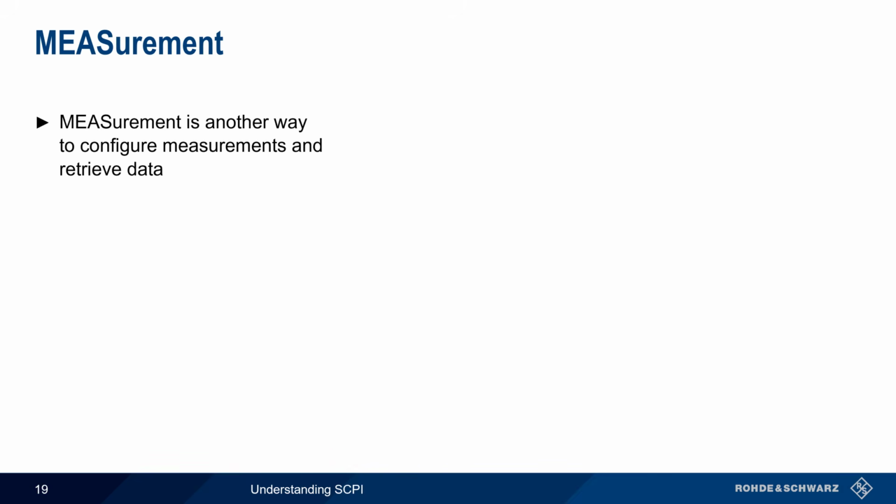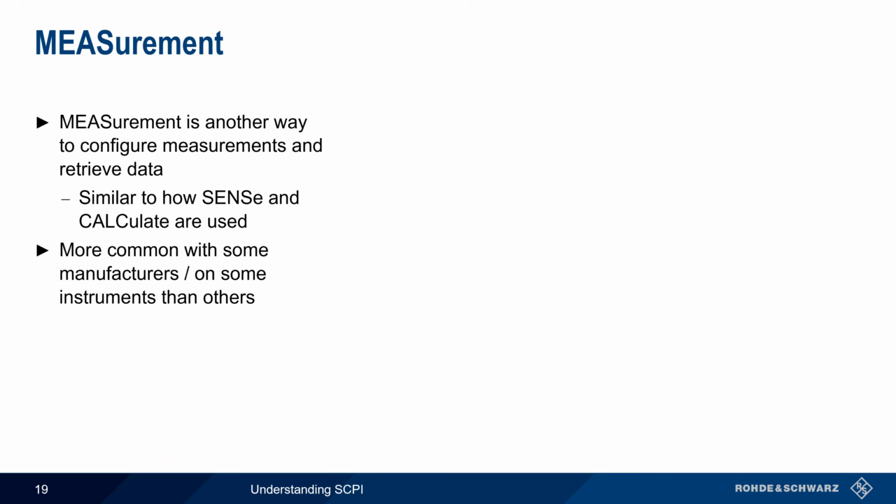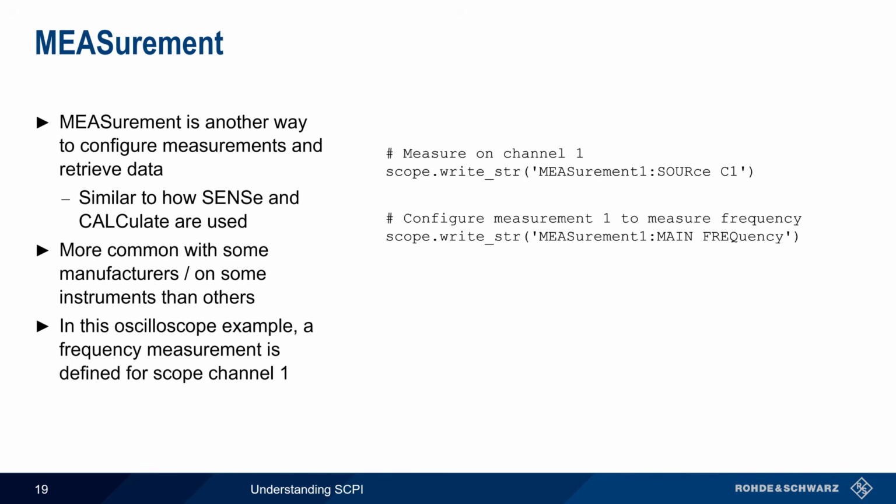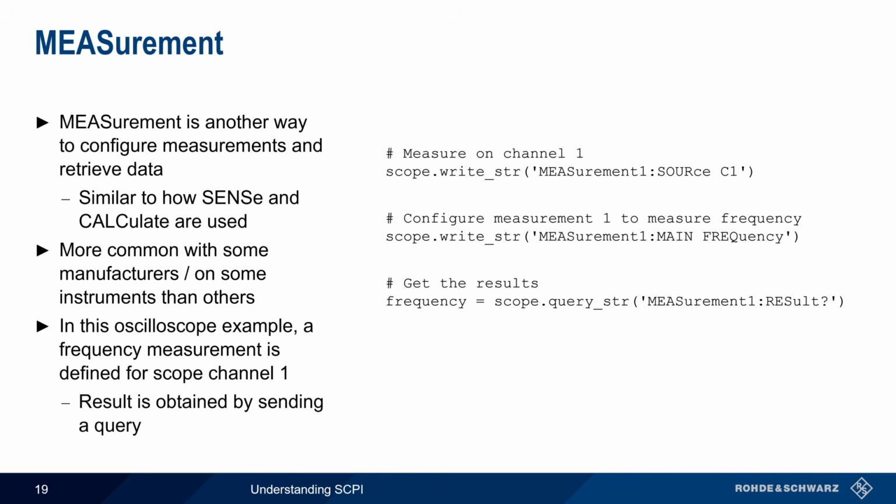Measurement is another command that can be used to configure measurements and retrieve data. This command is similar to the sense and calculate commands we just looked at, and is more common on some types of instruments or on some manufacturers' instruments than others. Let's look at an example of how to obtain the frequency of a signal measured on the first channel of an oscilloscope. The source is defined as channel 1, and then the measurement type, here frequency, is configured. A query is then used to obtain the measurement result, which is then printed on the screen.